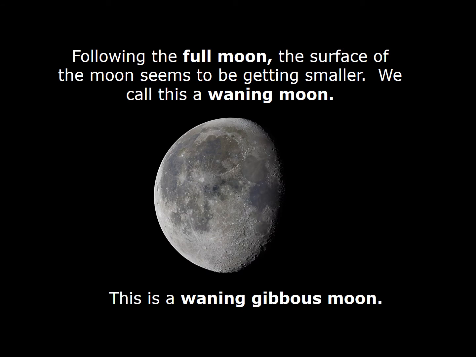Now we're going to go back to gibbous. However, we are changing the name because after the full moon, the light reflecting off the moon will start to decrease. As it decreases, we call this a waning moon. And if it's in between a full moon and half lit moon, we call this a waning gibbous moon.